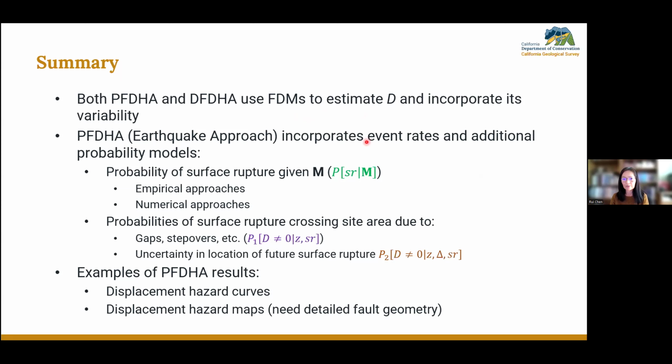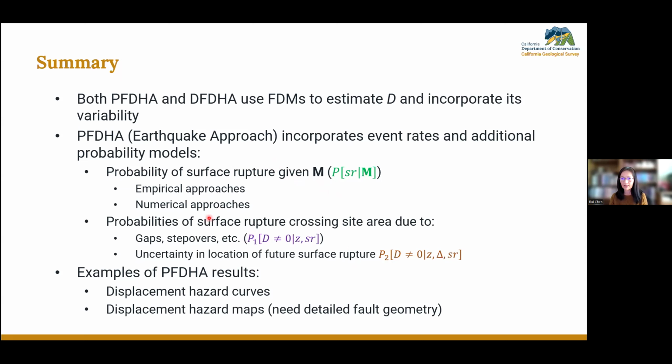The earthquake approach of PFDHA incorporates event rates and additional probability models, including probability of surface rupture given magnitude and probabilities of surface rupture crossing a site area due to gaps, step overs, etc., and uncertainty in the location of future surface rupture. Now, as I mentioned before, this workshop is mainly about fault displacement models for principal displacement.